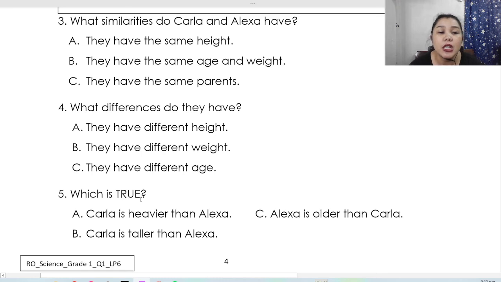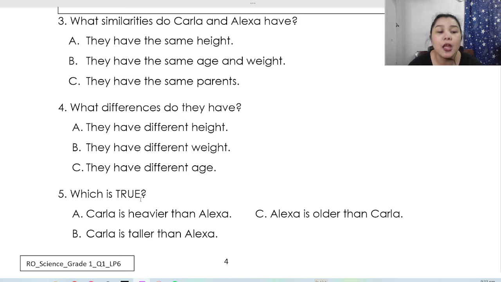Number 4, what differences do they have? Ano naman pinagkaiba? A, they have different height. B, they have different weight. C, they have different age. What differences do they have? A, they have different height. B, they have different weight. C, they have different age.